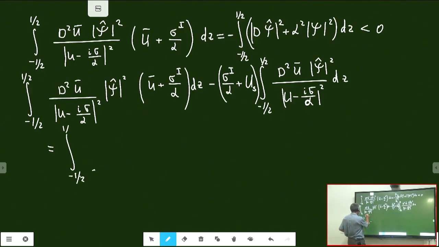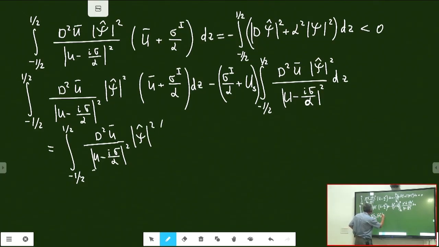minus 1/2 to 1/2 d squared u bar divided by u minus I sigma alpha squared psi hat squared, and I will have u bar minus u s dz, right? So because these terms will cancel out, but this will be introduced instead. So far so good.